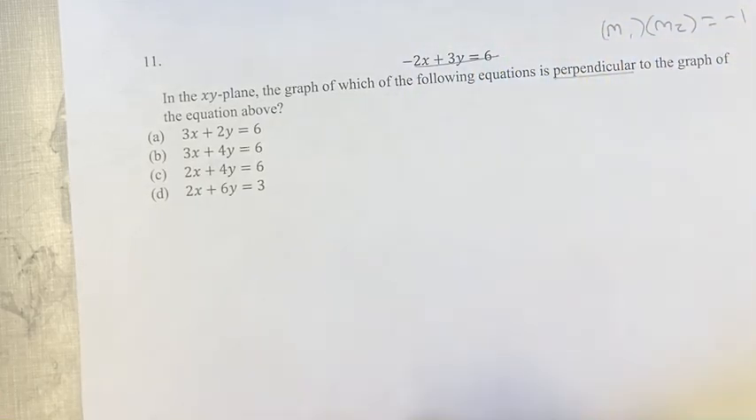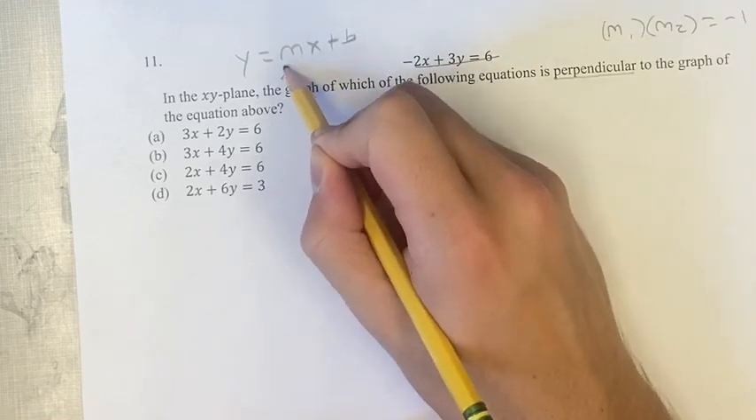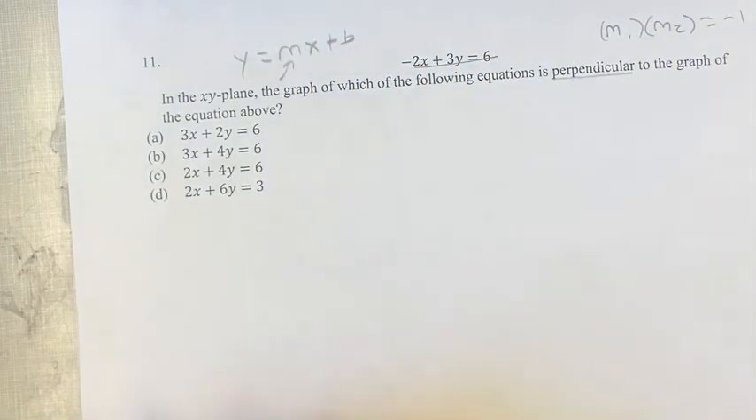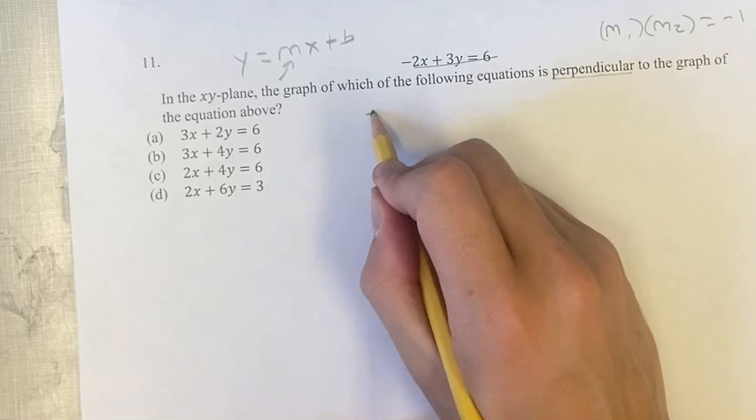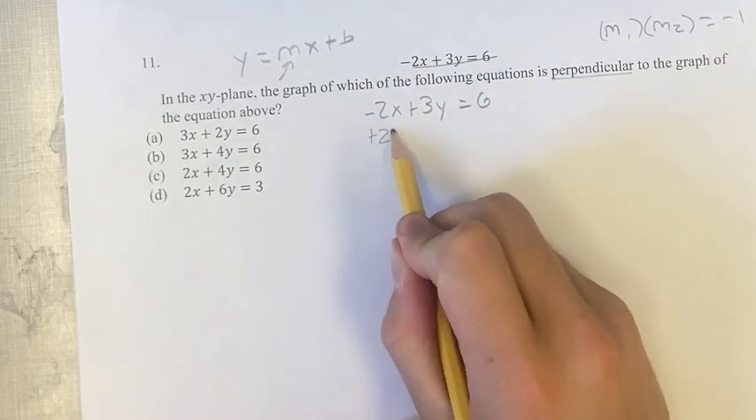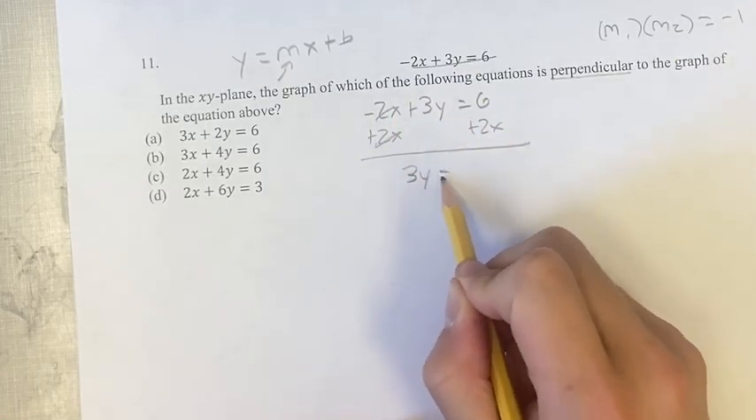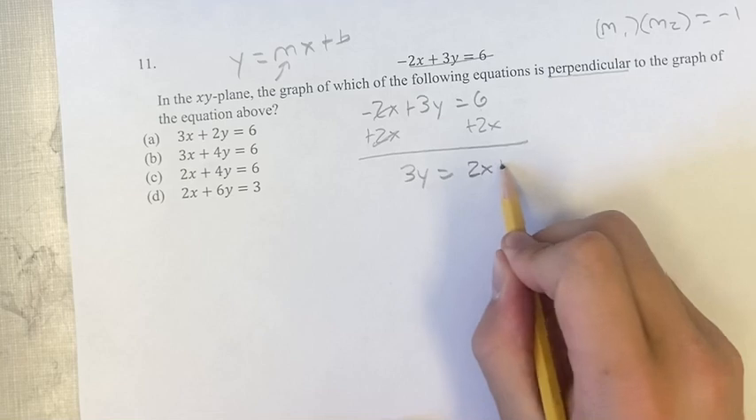So first we have to find the slope of this. We want to get it into the form y equals mx plus b, and then the coefficient of x, which is m, is going to be the slope. So we have -2x plus 3y equals 6. We want to get the 2x to the other side, so we add 2x to both sides, which gives us 3y equals 2x plus 6.